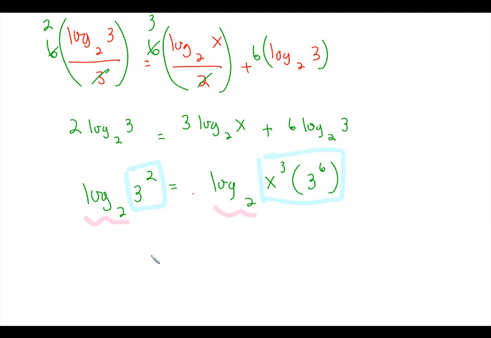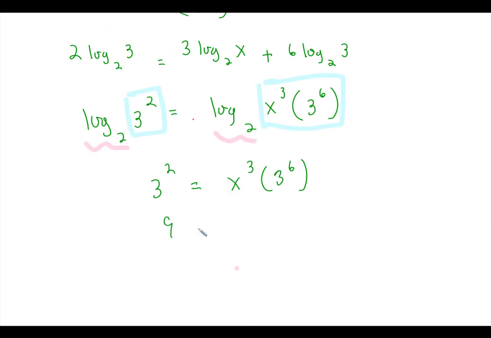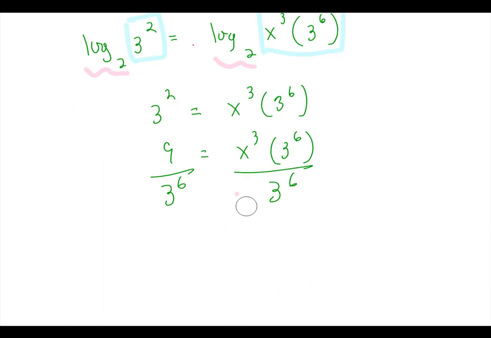So we can say that 3 squared is going to equal x to the third times 3 to the 6th power. And we know 3 squared is 9, right? And then x to the third times 3 to the 6th. So we can divide both sides by 3 to the 6th. So we're going to end up with 9 over 3 to the 6th power is equal to x to the third. We cube root both sides, right?